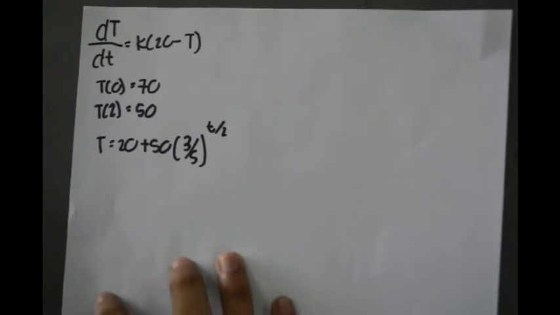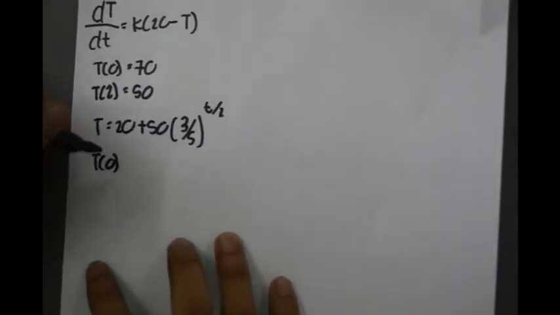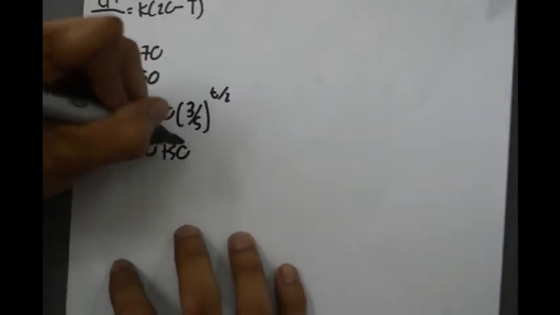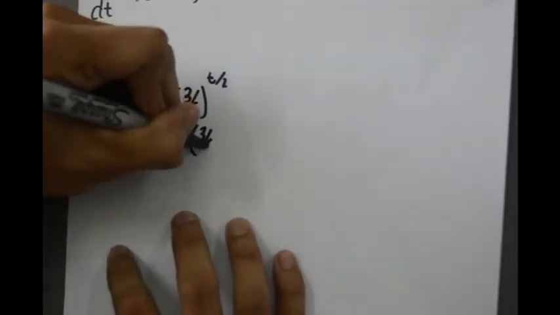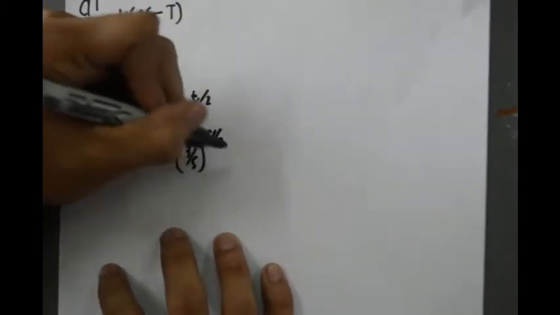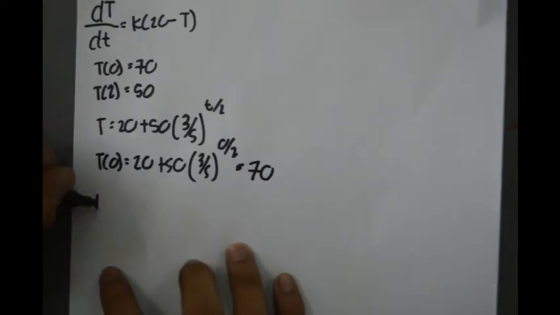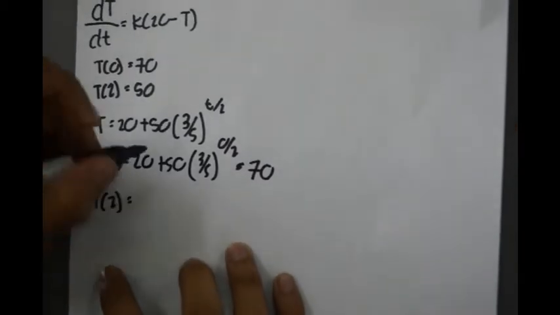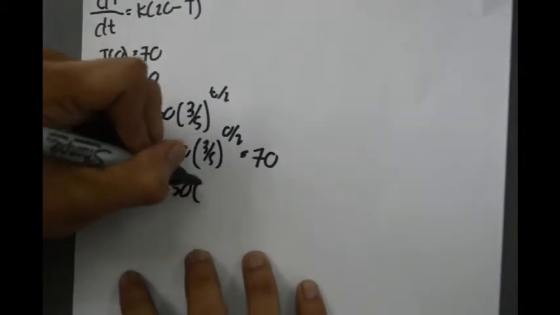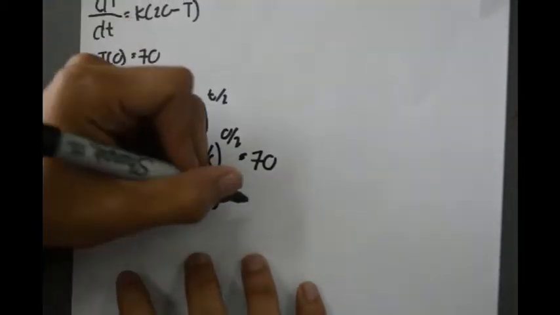For the purpose of a reasonableness check, this formula gives T(0) = 20 + 50 (3/5)^0 = 70, and T(2) = 20 + 50 (3/5)^(2/2) = 50.